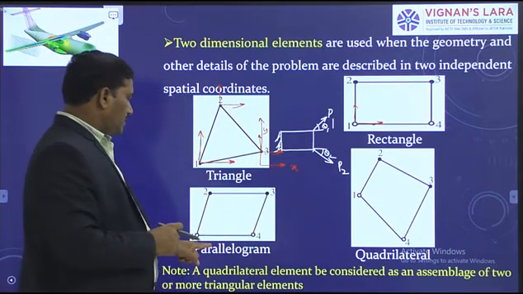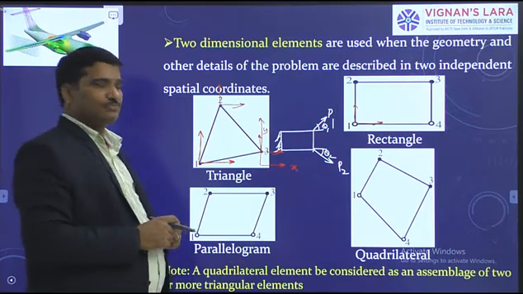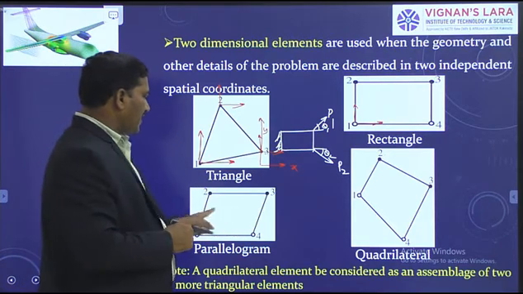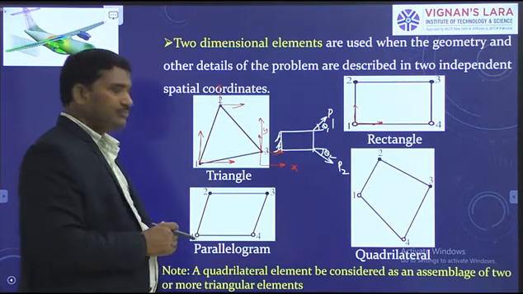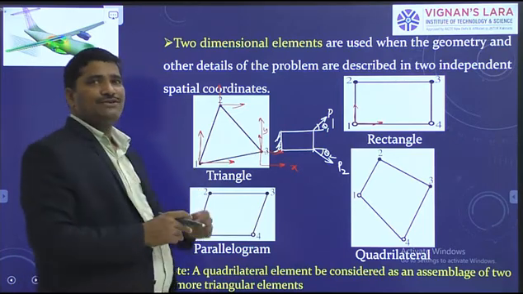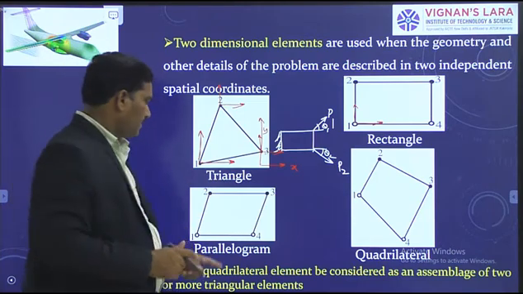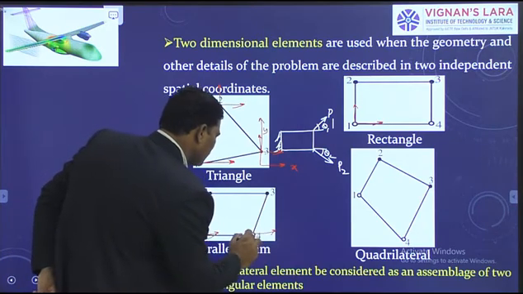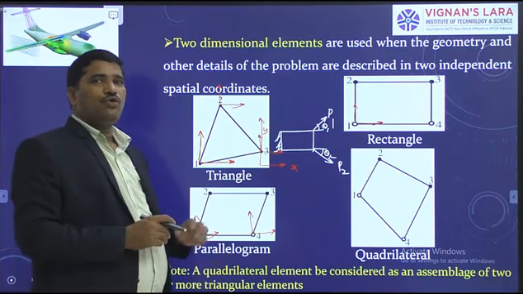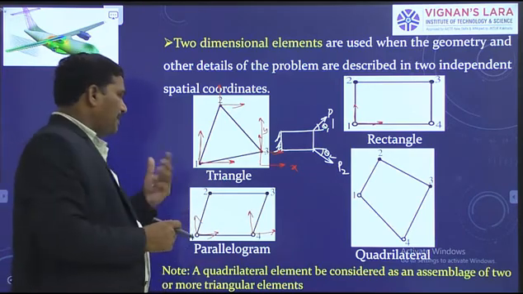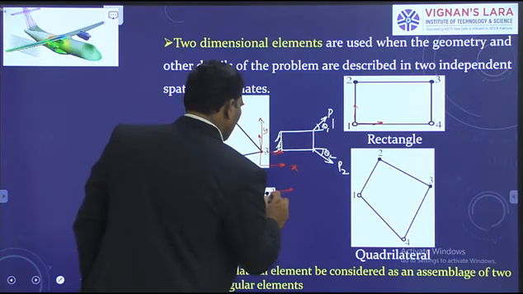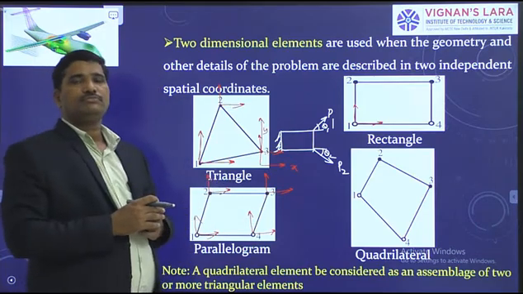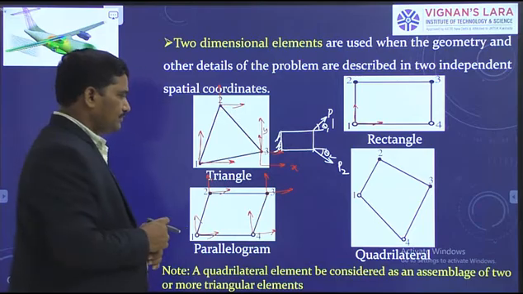Next one. And third type, it is parallelogram. So here, opposite sides are equal and parallel. How many nodes? It has 4 nodes. Now, each node has 2 degrees of freedom, like this. So therefore, it is a 4-noded 2-dimensional element. It is a parallelogram. You can also observe the degrees of freedom at other nodes like this.